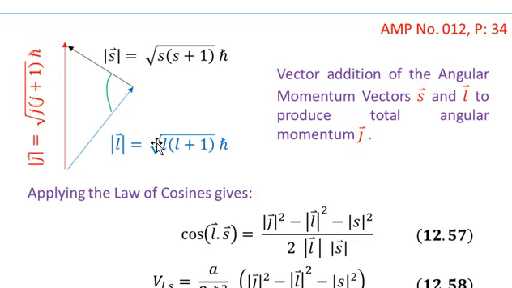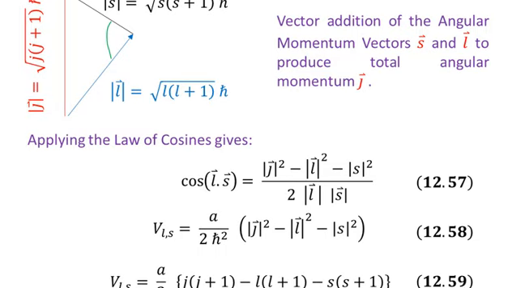So we have three quantum numbers here: L as the orbital quantum number, S as the spin quantum number, and J as the total quantum number of the atom. And you know that for the case of a single electron, the value of S is fixed, S is equal to half. So this is the vector addition of the angular momentum vectors S and L to produce the total angular momentum J. In this diagram I have not shown the vectors themselves, and instead I have shown only the magnitudes of those vectors.